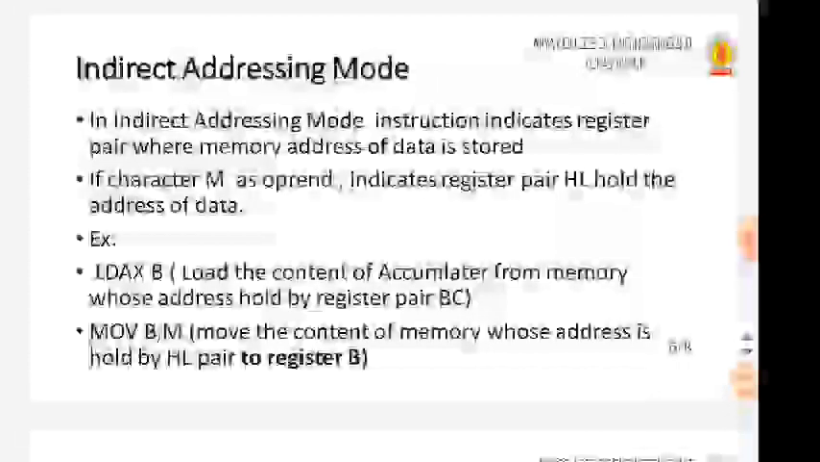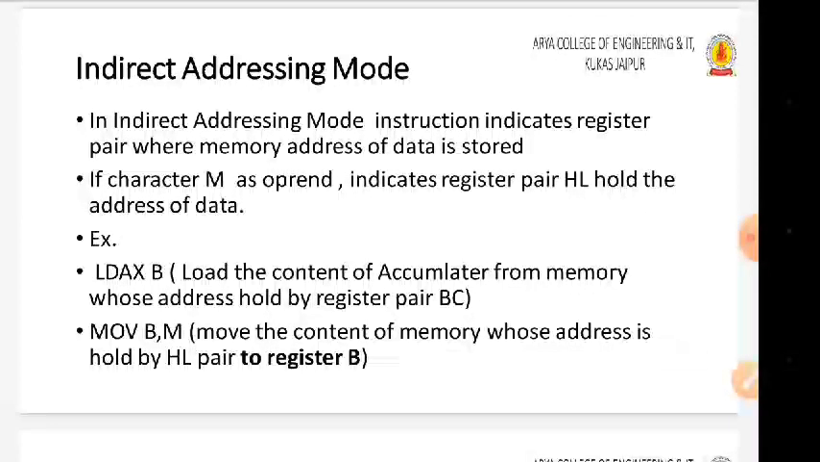Next one is indirect addressing mode. In indirect addressing mode, the instruction indicates a register pair where the memory address of the data is stored. If the character M is the operand, it indicates the register pair HL holds the address of the data. It means in indirect addressing mode, either a register pair indicates the address of data or the letter M is there, and the address of data is by default in the HL pair.